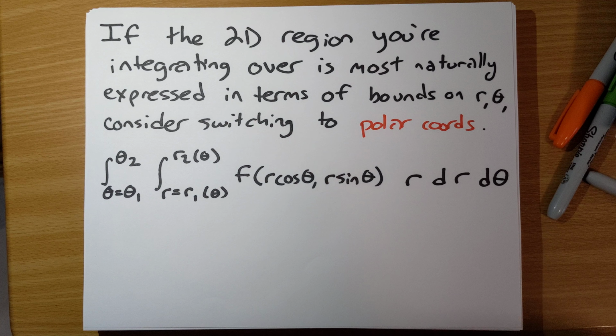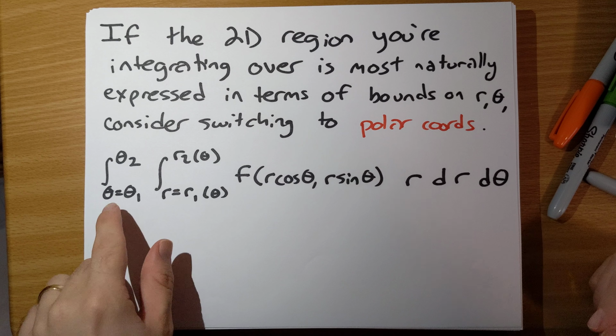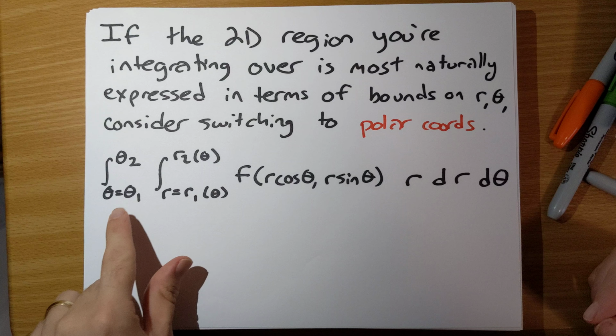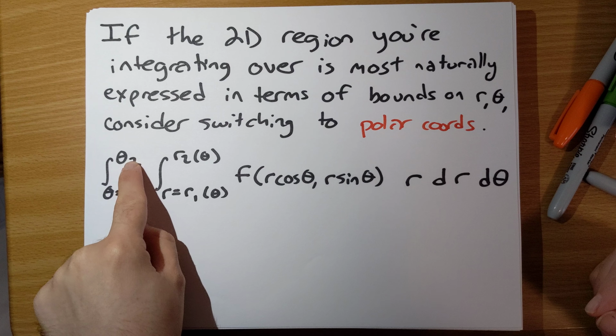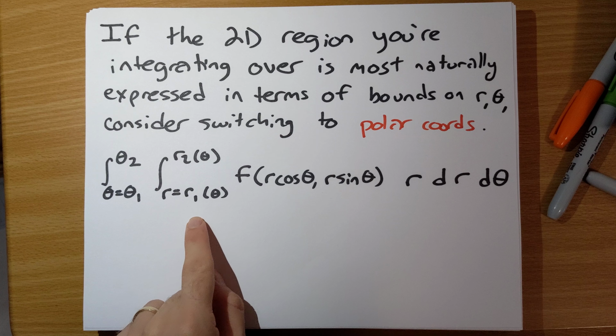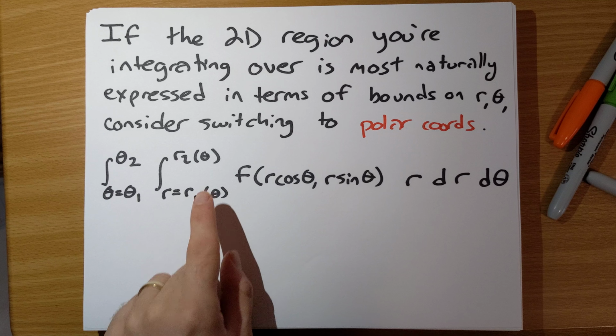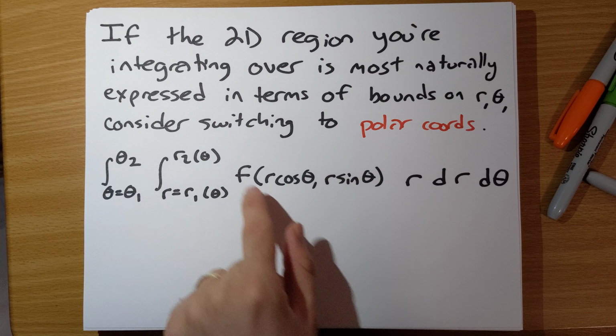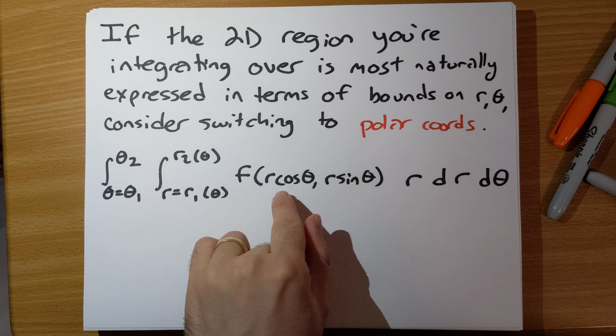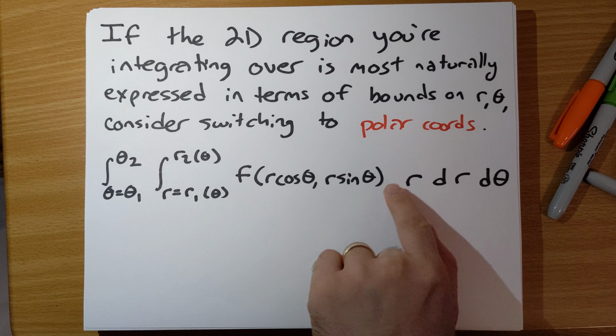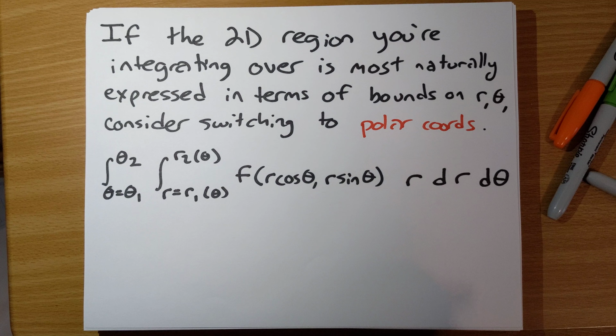If the 2D region you're integrating over is most naturally expressed in terms of bounds in r and theta, consider switching to polar coordinates to do your double integral. And so now your bounds are: theta is running from theta 1 to theta 2, r is running from r1 of theta to r2 of theta, and the integrand is f of r cosine theta, r sine theta, r dr d theta.